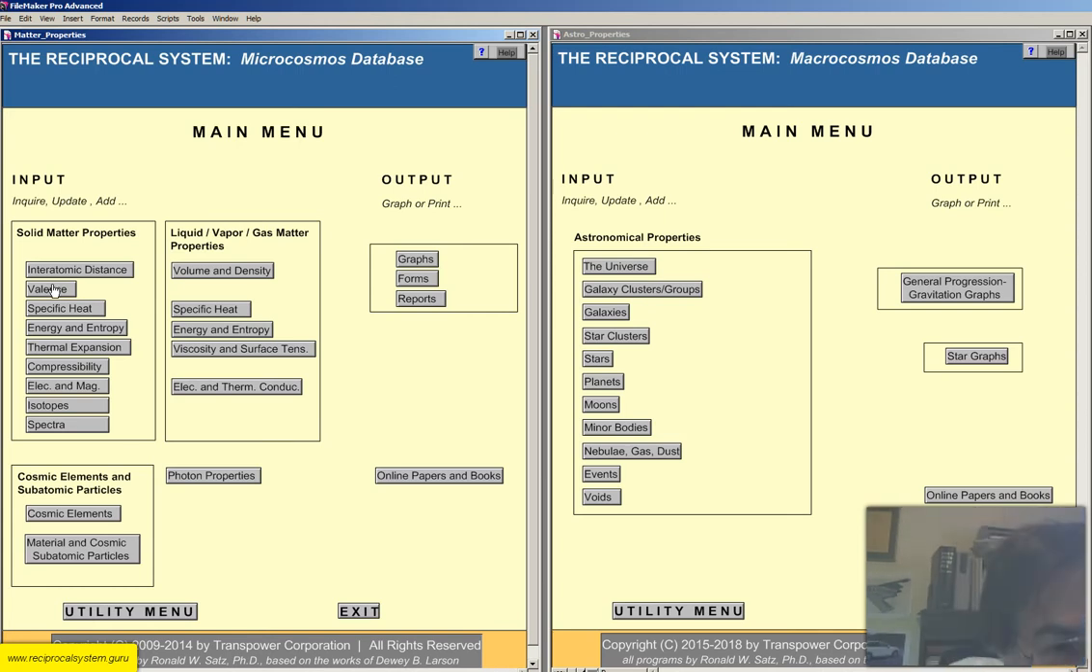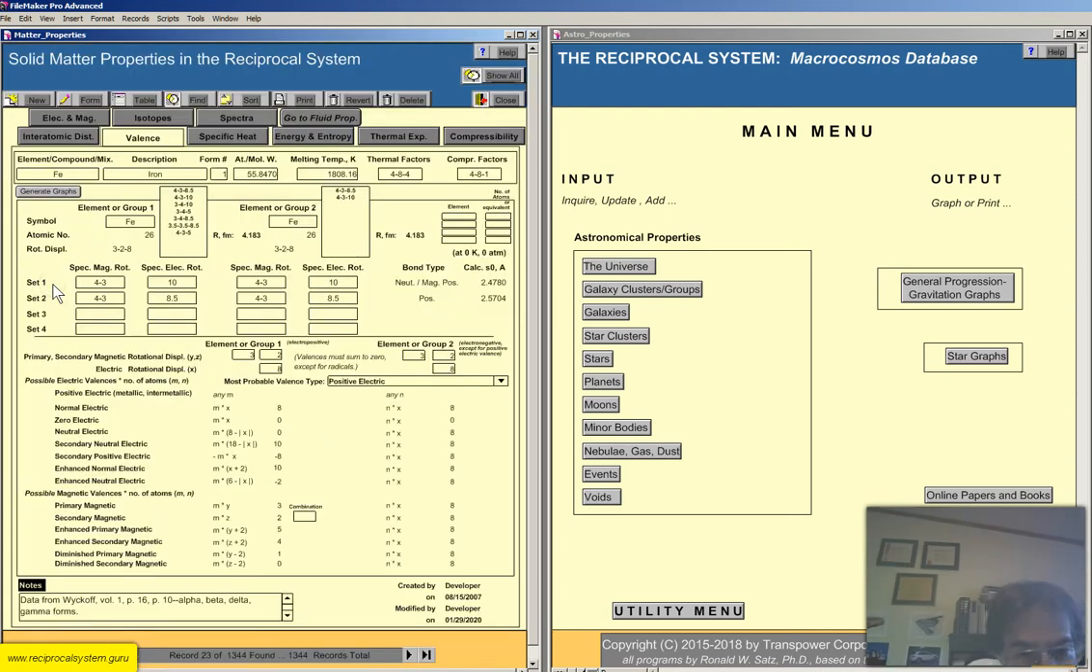Alright, so let's click on valence here. And like last week, we'll go with iron, but all the elements are in here together with many, many compounds. So there's description, of course, the form number, as I've explained in previous screencasts. You can have multiple records for an element or a compound if you want to enter in different data. Molecular weight is here, melting temperature is here, thermal factors and compressibility factors are here. Now for these factors you need to read Dewey B. Larson's work, Basic Properties of Matter.